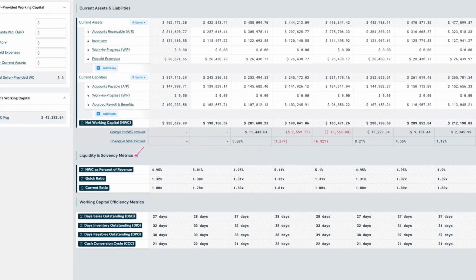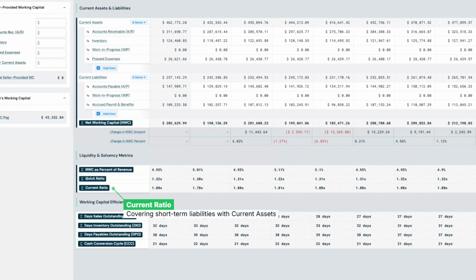The first metric, net working capital as a percent of revenue, shows how much working capital the business needs to support each dollar of sales. It's a good indicator of capital efficiency. The lower the percentage, the less cash is tied up to generate revenue.